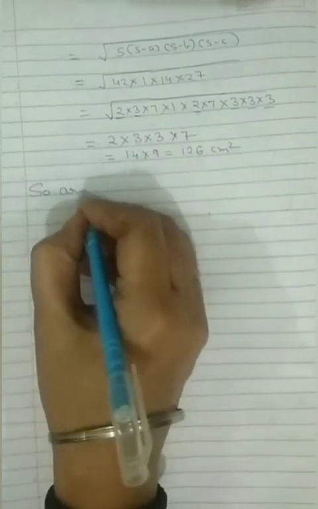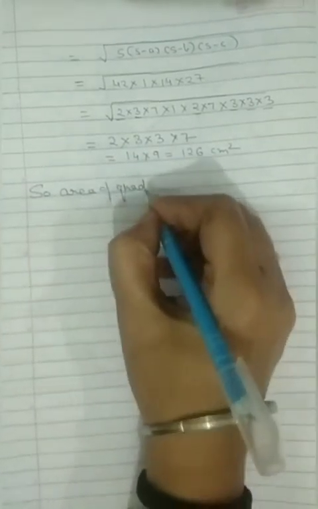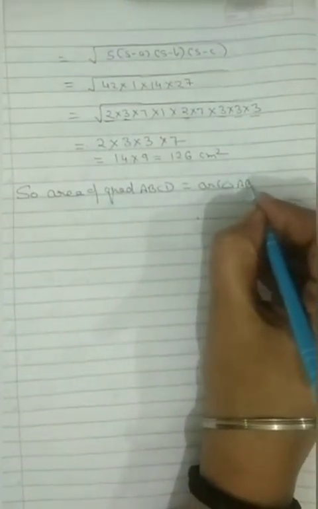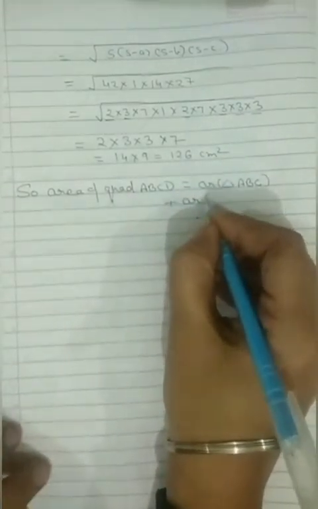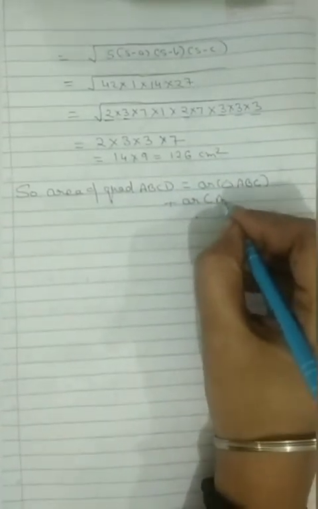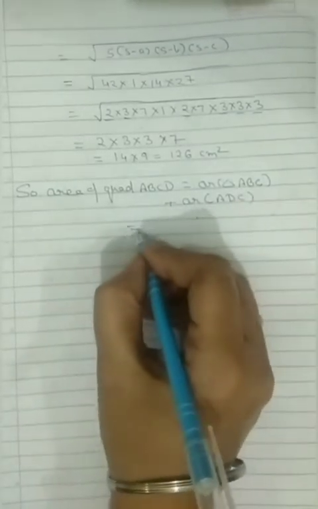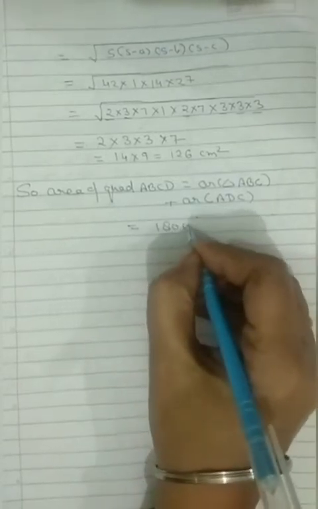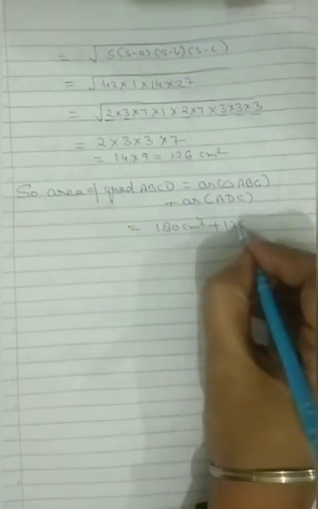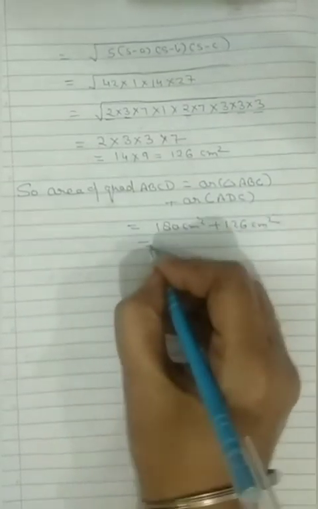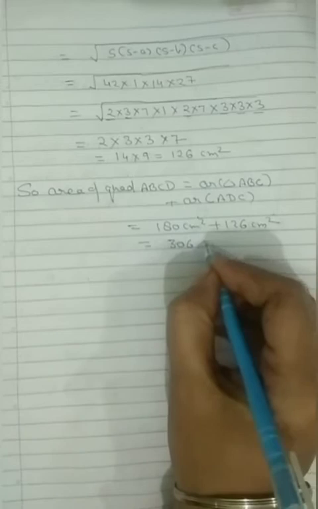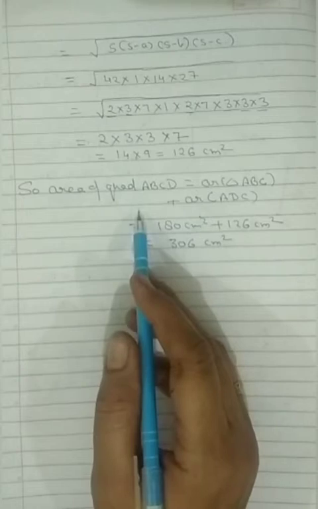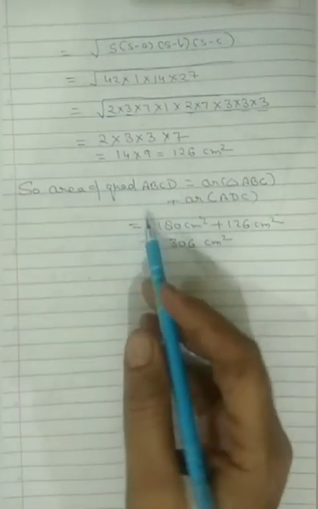So area of quadrilateral ABCD is equal to area of triangle ABC plus area of triangle ADC. We have calculated area of triangle ABC, that is equal to 180 centimeters square, and area of triangle ADC, 126 centimeters square, which will give us 306 centimeters square. By this way we can find area of quadrilateral by using Heron's formula.